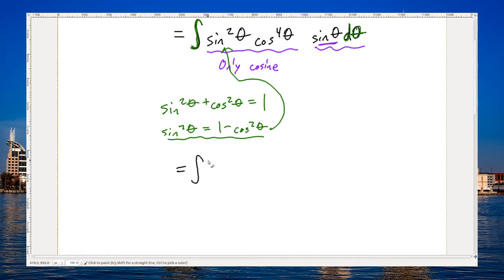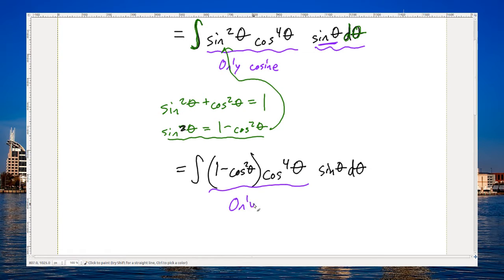So I have the integral, and instead of sine squared here, I'll have 1 minus cosine squared of theta, cosine to the 4th of theta. I still have this sine of theta d theta, and as I promised, I'm going to deal with that. It's not going to be too bad. I want to note that I do have only cosine now, and then I have my sine of theta d theta. So if you have the sine theta d theta, you want only cosines everywhere else. And why would I do that? Well, that's where substitution comes in.